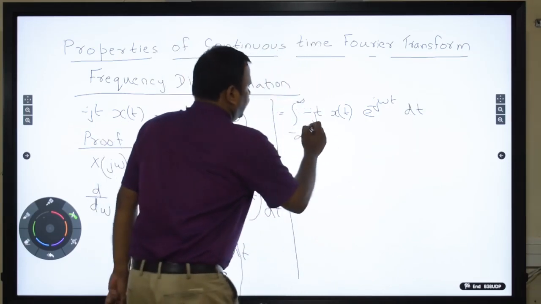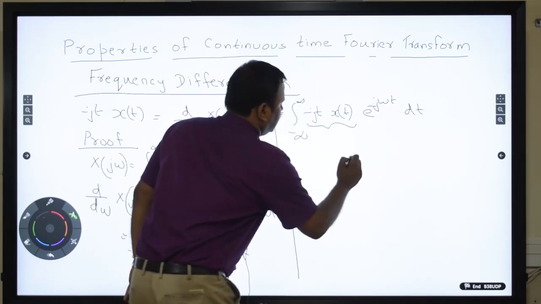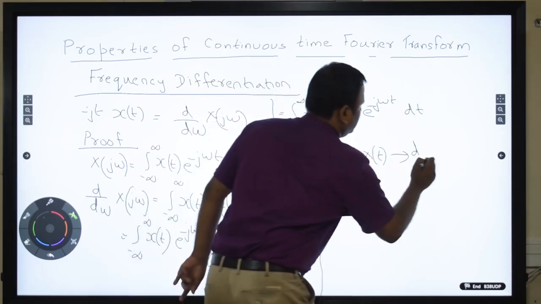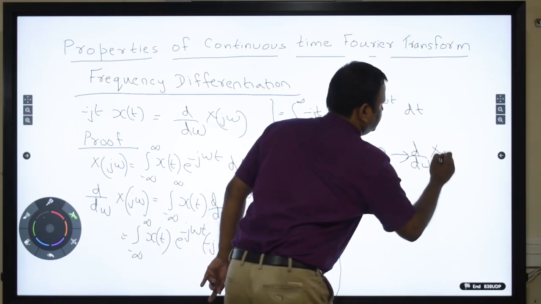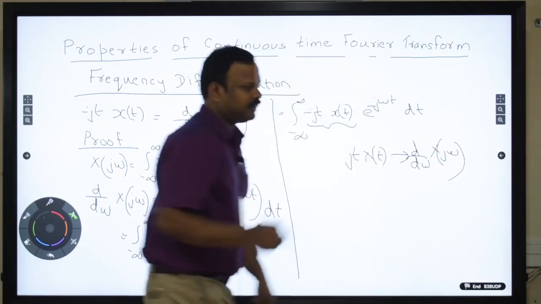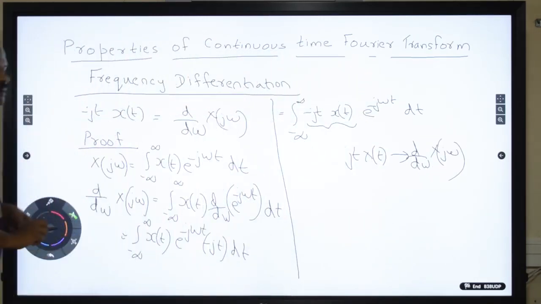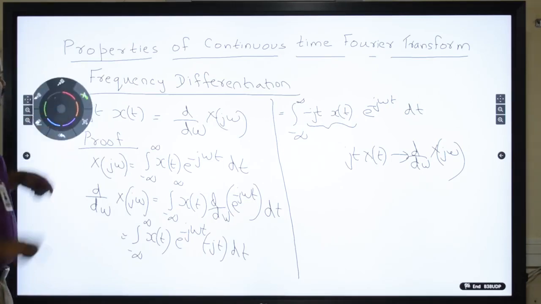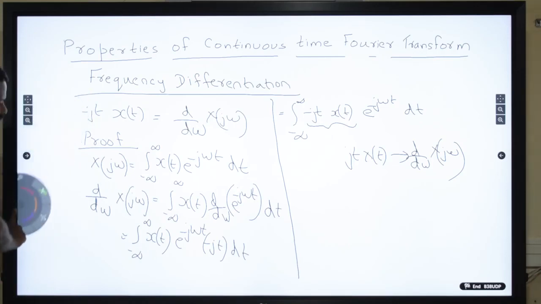Now, this is the Fourier transform of the time domain signal minus j t x of t, which gives d by d omega of X of j omega. So, that completes the proof of the frequency differentiation property. And also, I would like to solve a problem of Fourier transform based on frequency differentiation.